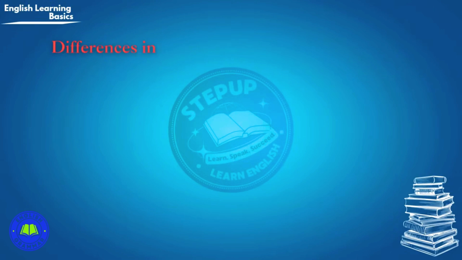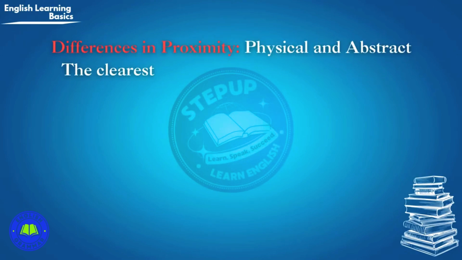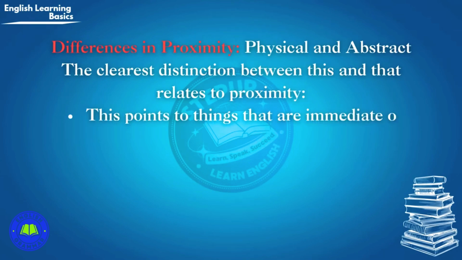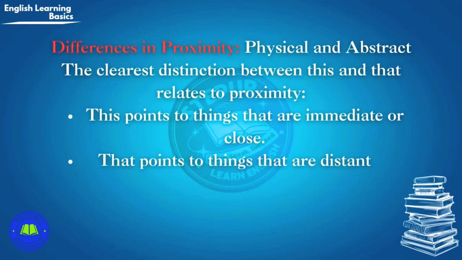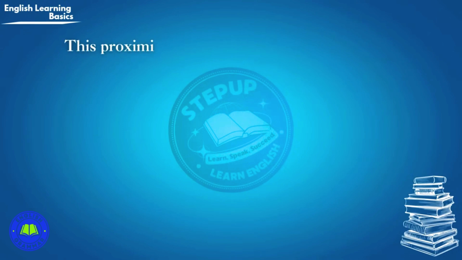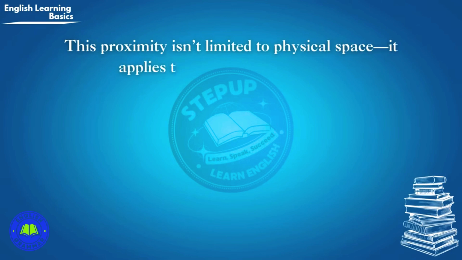Differences in proximity, physical and abstract. The clearest distinction between this and that relates to proximity. This points to things that are immediate or close. That points to things that are distant or separated from the speaker. This proximity isn't limited to physical space. It applies to time and ideas as well.